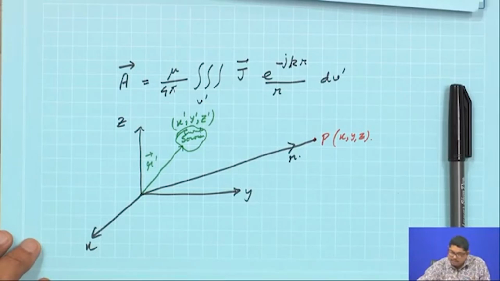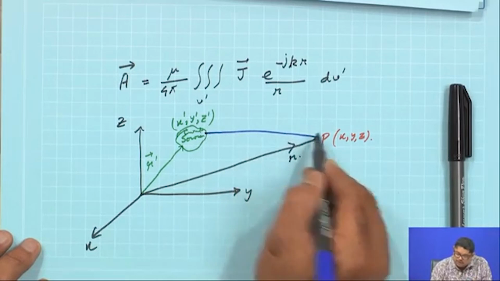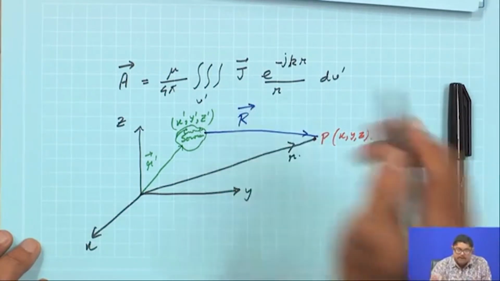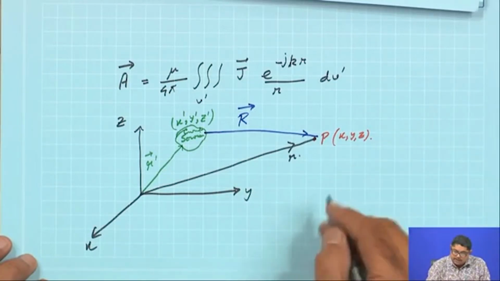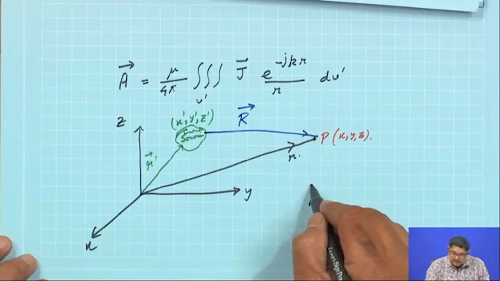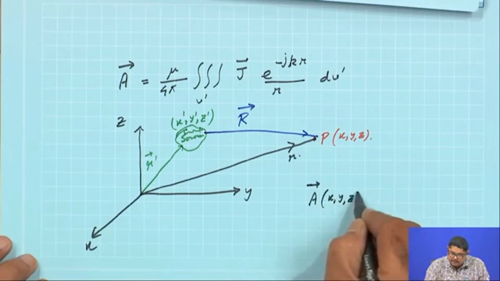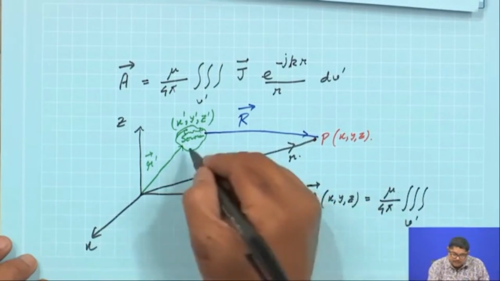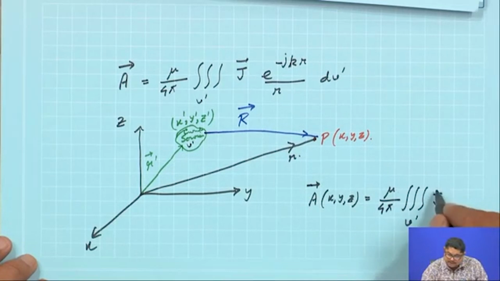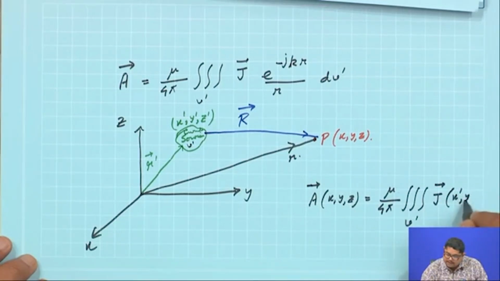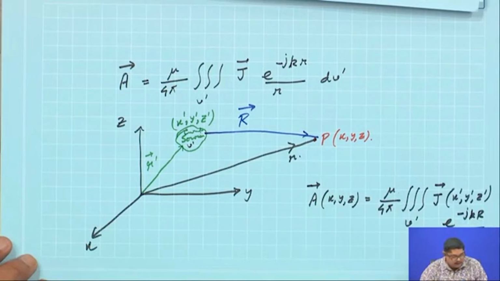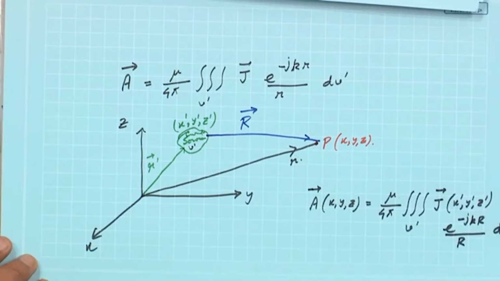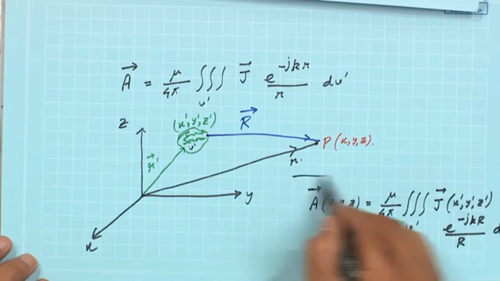So, my source to the observation point vector, let me call capital R. So, then I can say that A, which is a function of x, y, z, will be mu by 4 pi integral over v dashed of J x dashed, y dashed, z dashed, e to the power minus j k r by r dv dashed. Okay.